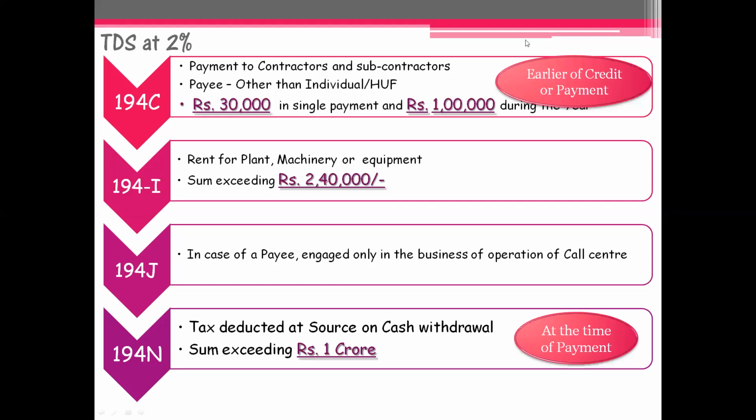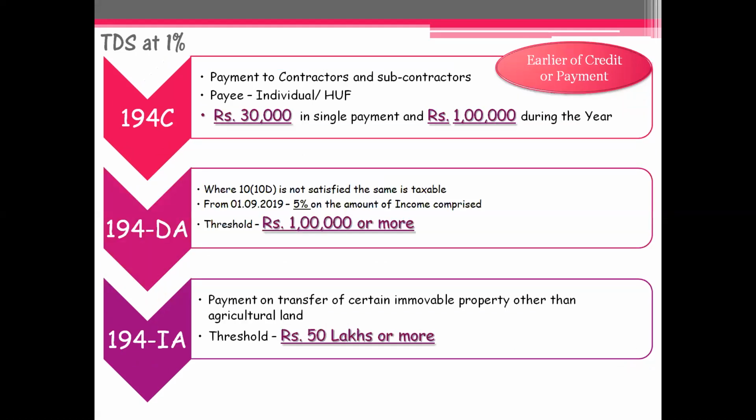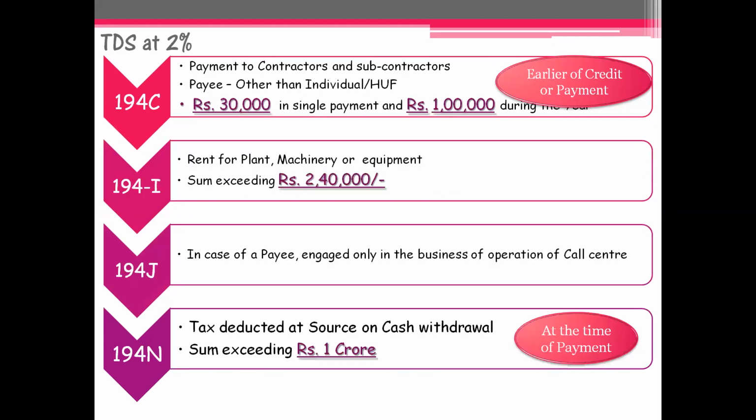Having done with three sections in TDS at 1%, there are four sections to be dealt with in TDS at 2%. However, there is a common section between these two, that is 194C. So TDS at 1% has 194C because 1% is deductible where the payee is an individual or a HUF. Any other case, when your contractor is a company, firm, or any other form of assessee other than individual or HUF, TDS at 2% should be deducted.